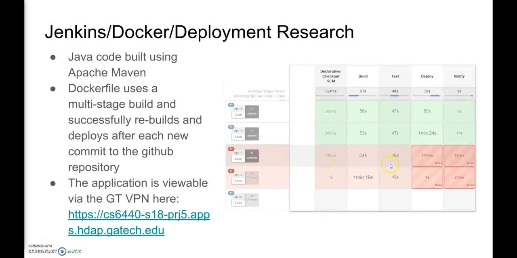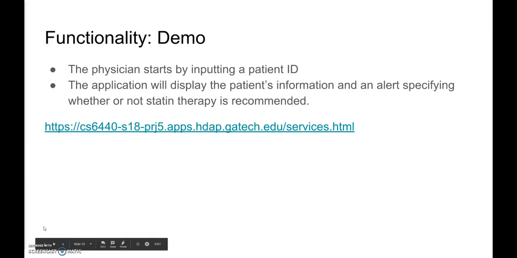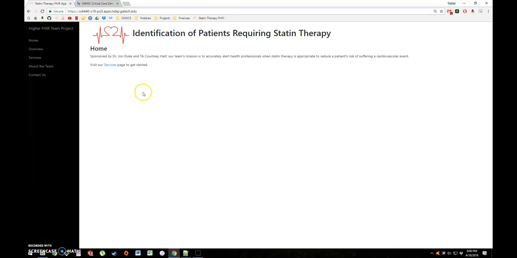And as you can see here, the Jenkins dashboard shows the commits to the project repository, the build, testing, and deployment status, and durations for each new build. Now I will walk through a quick demo of the application's custom front end. This is the home page for the application. It provides a brief description of the project and a link to the services page to get started.